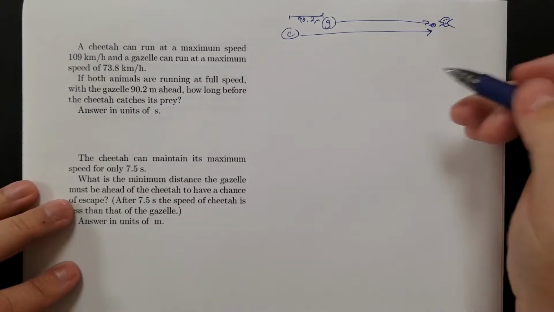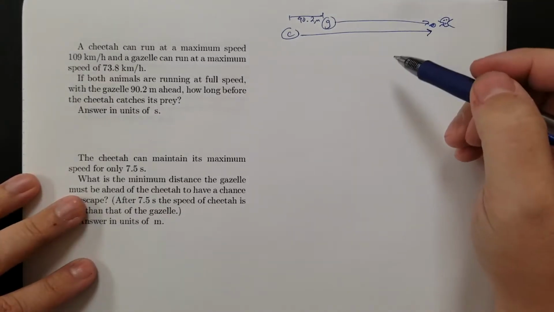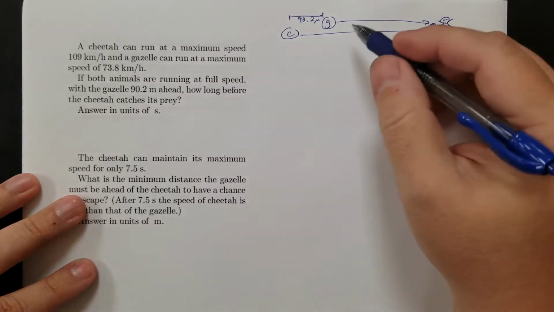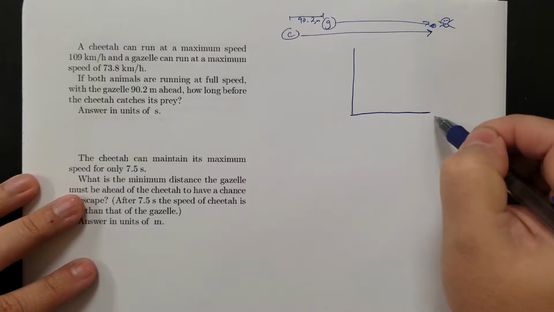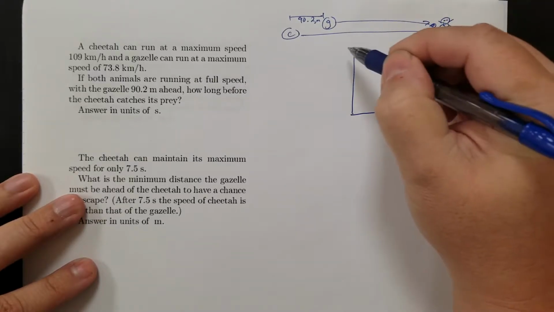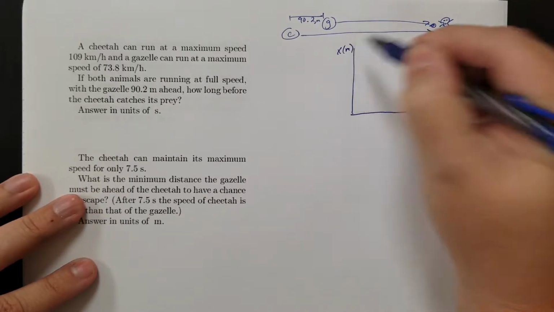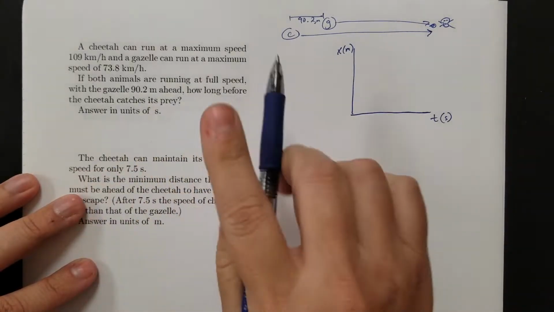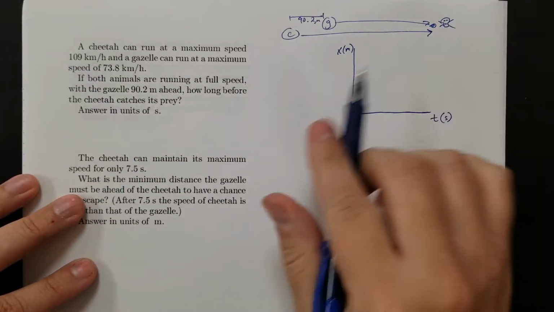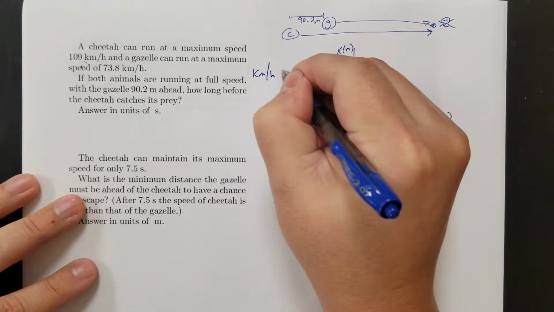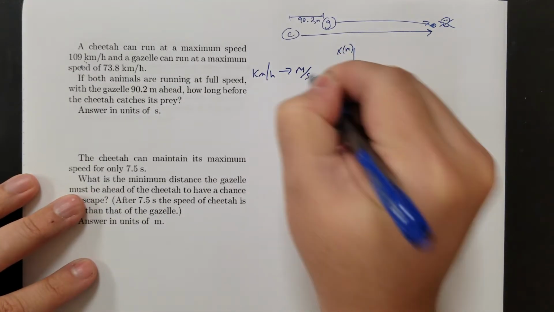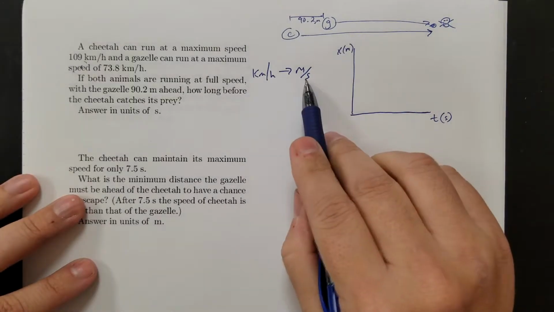Okay, so for me, the easiest way to solve this is to draw a graph because both these things are going at constant speed, right? So I'm going to draw a position versus time graph. So this is time, and this is position in meters. And before I go do this, the first thing I need to do is turn my kilometers per hour into meters per second. I need to do that first, okay?